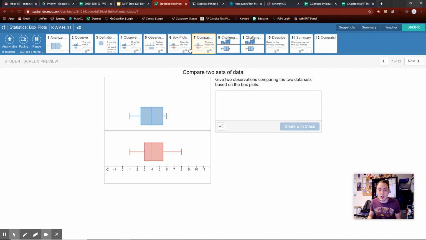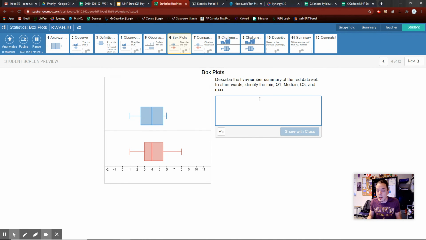You're going to be describing what it is, how to find the min, the Q1, the median, the Q3, and you should know how to do that. You should be able to find what these are just by touching them. So try your very best. If you have any questions on this, please let me know.